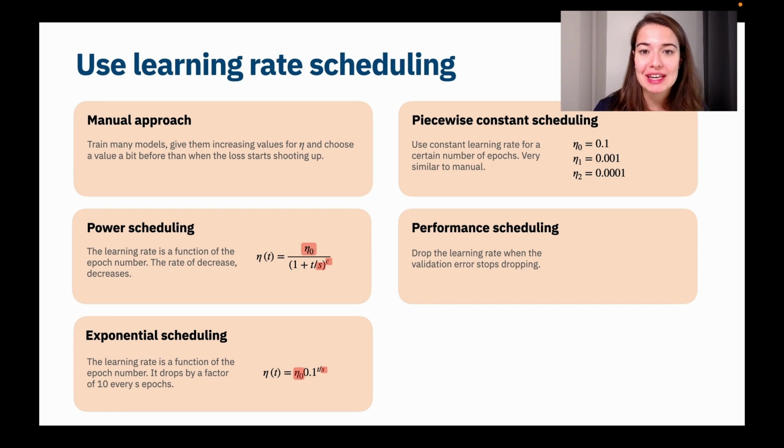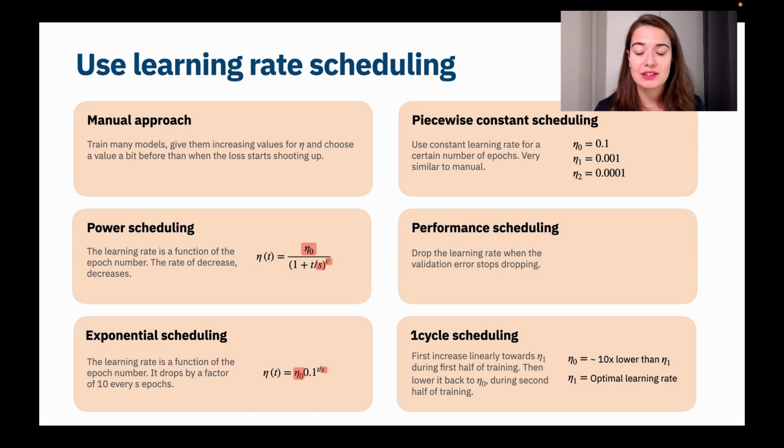Next one is performance scheduling. This one is kind of common sense in a way. You are connecting the learning rate to the performance. So you're starting the learning rate on the higher side, so you're making bigger steps towards the minima. But after a while, when you see that the validation error does not decrease anymore, then you can make the learning rate a little bit smaller. So depending on the performance, if your model sees that it cannot make any progress anymore in terms of validation loss, it's going to try a smaller learning rate.